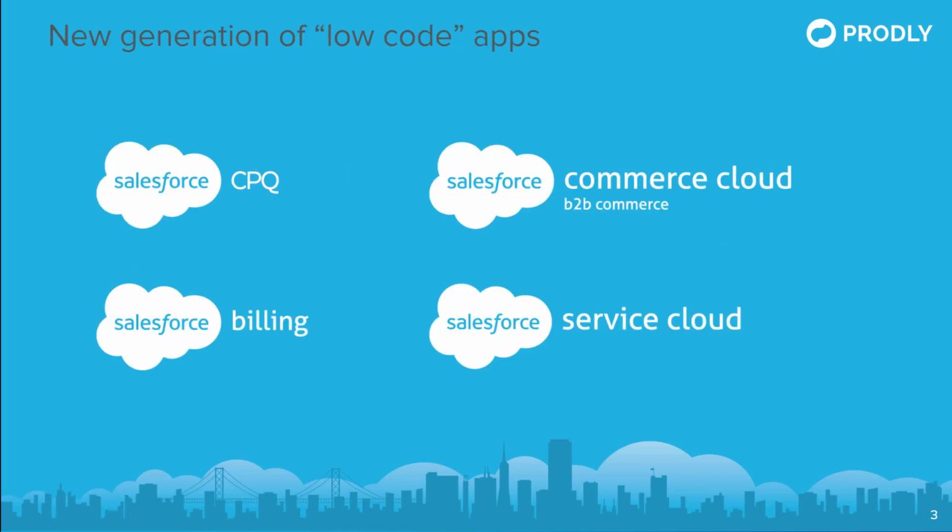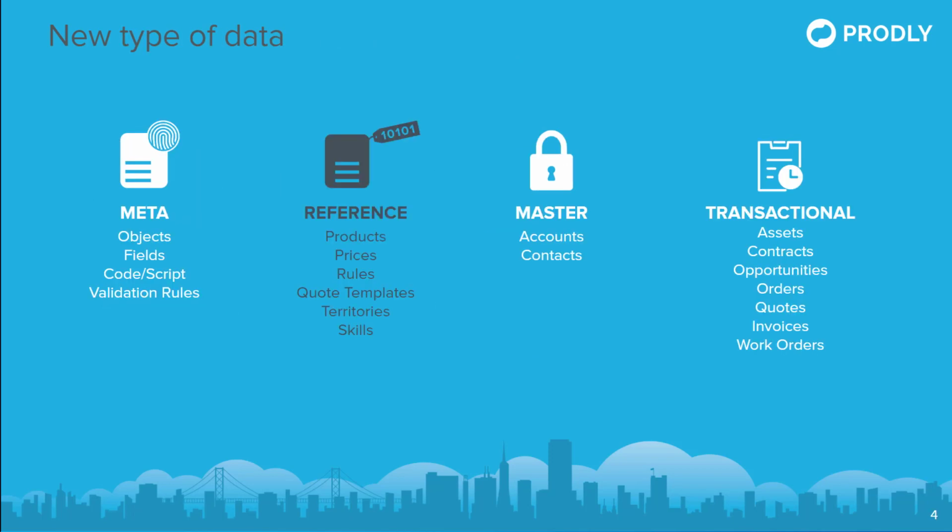And that's why forward-thinking organizations are deploying a new generation of low-code cloud applications for CPQ, subscription billing, B2B commerce, and field service. These apps offer a never-before-possible degree of business agility because they can be deployed much faster. One of the side effects of low-code point-and-click applications is that it's generating a new type of data, known as reference data. Reference data is configuration data, but it actually ends up as record data within your Salesforce organization and does not deploy across Salesforce orgs with traditional change sets.